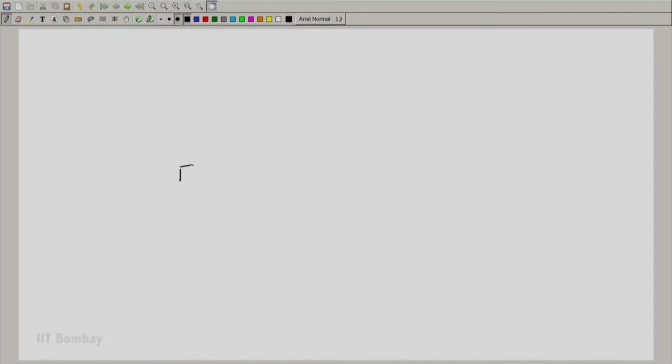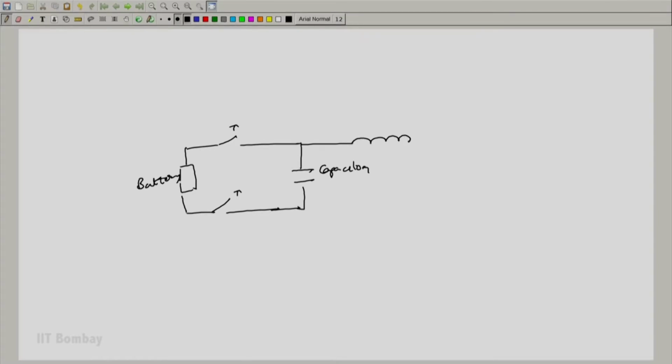You have seen in most of these movies, the guy gets a heart attack and then they use a defibrillator and kickstart the heart. So let me just talk about this once. You have a battery here and two switches which will connect the battery to a capacitor. There is an inductor and there is one more switch, and then here you have the patient's heart.